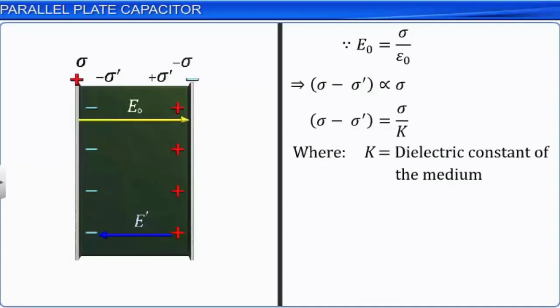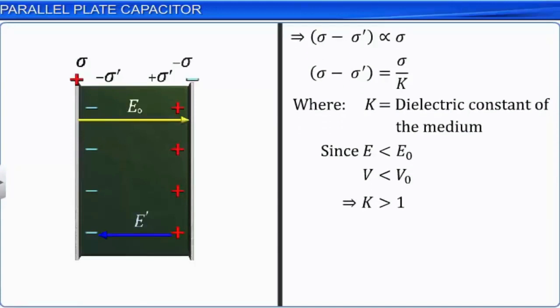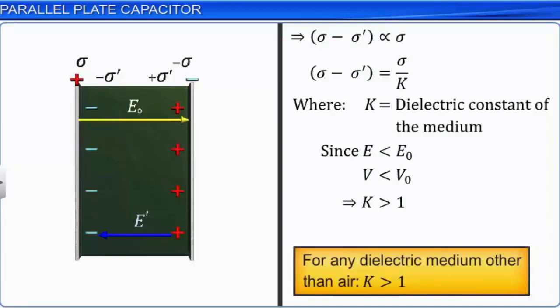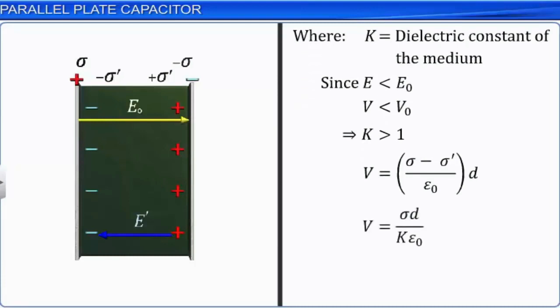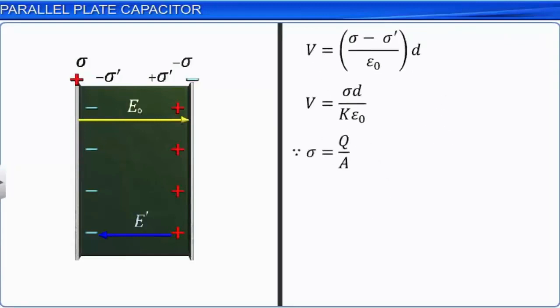Since the electric field strength E is less than E naught, and hence potential difference V is less than V naught, this clearly implies that the value of K must be greater than 1. For any dielectric medium other than air, K is greater than 1. Using sigma minus sigma dash equal to sigma by K in the expression for V, we get V is equal to sigma d by K epsilon naught. But since sigma is equal to Q by A, we have V is equal to Qd by AK epsilon naught.